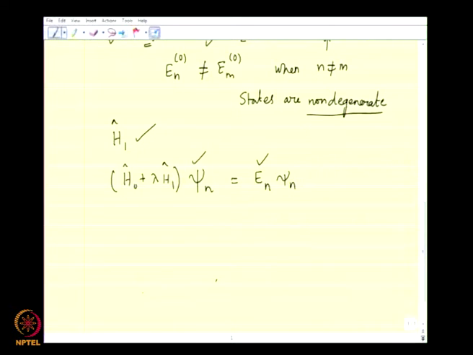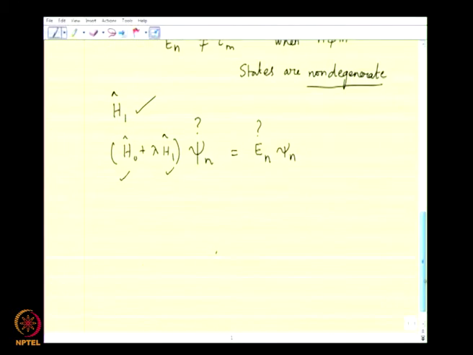We know, sorry, let me not put a tick mark because it's not something that we know already. We want to know the psi n and we want to know the En. Okay. This is known, H0 is known, H1 is known, and therefore we are looking at the solutions. Okay. What are the steps?